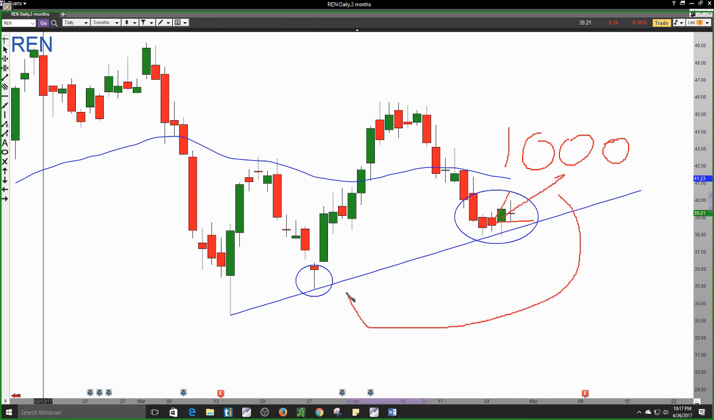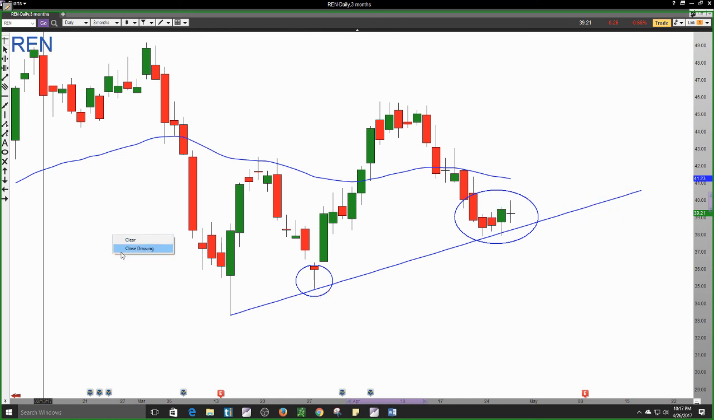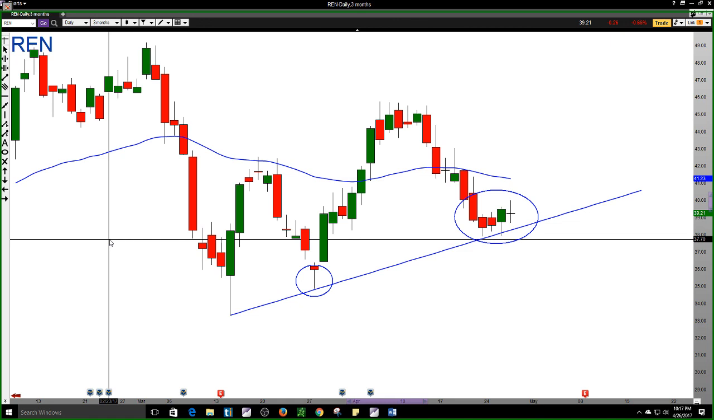But if I had to risk down to here, maybe I would only start with 200 shares because I still have to risk that amount. So it's all about position sizing. I position my trade based on what I have to risk, not so much what percentage it works out to.